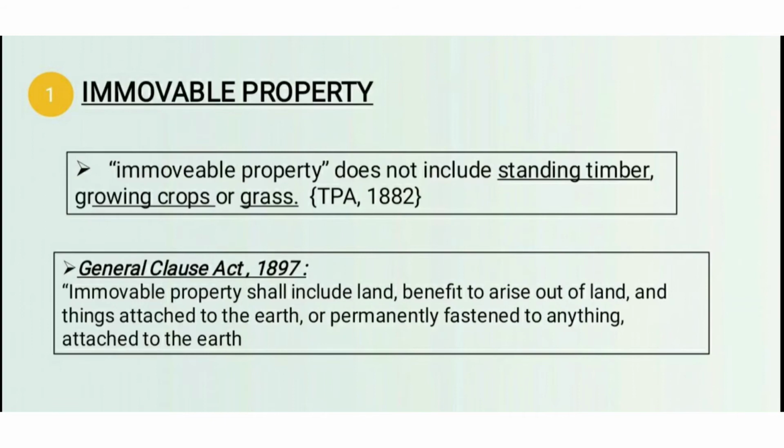and things attached to the earth. See, the land, for example, where you're staying, the benefits you're trying to get from that land, the revenue you're trying to generate, and the things attached to the earth. All that, for example, any kind of plants or something like that, things attached to the earth, or permanently fastened to anything attached to the earth. So from the General Clauses Act 1897 you got some idea, but now I'll elaborate on it.